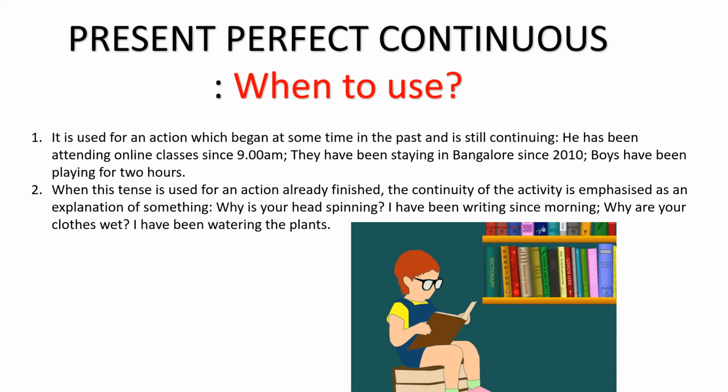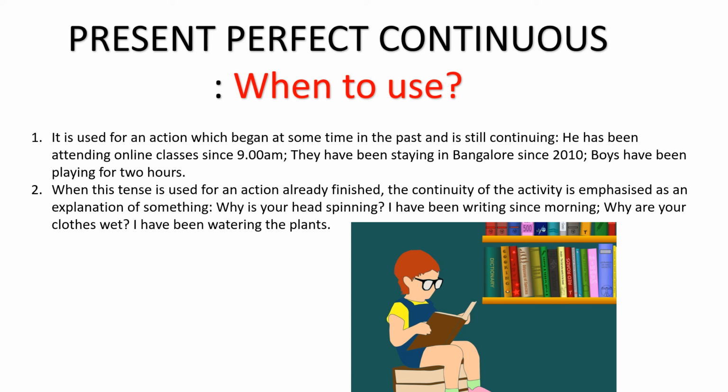Now, when do we use present perfect continuous tense? What is the formula? Subject plus has or have plus been, B-E-N-, been, plus ing form of the verb. So it is used for an action which began at some time in the past and is still going on. For instance, I have been reading since morning. He has been attending online classes since 9 a.m. They have been staying in Bangalore since 2010. Boys have been playing for 2 hours.